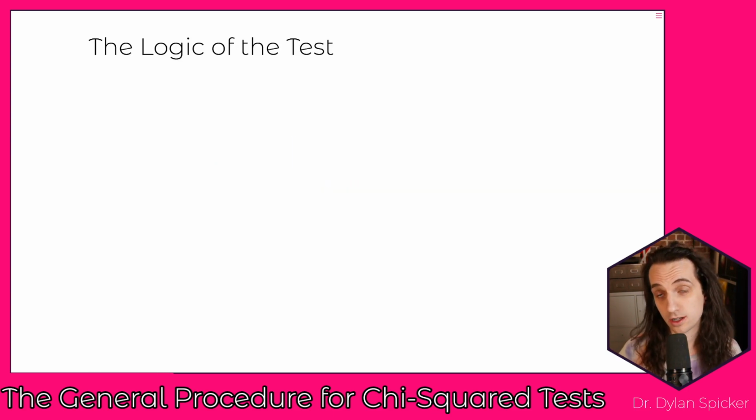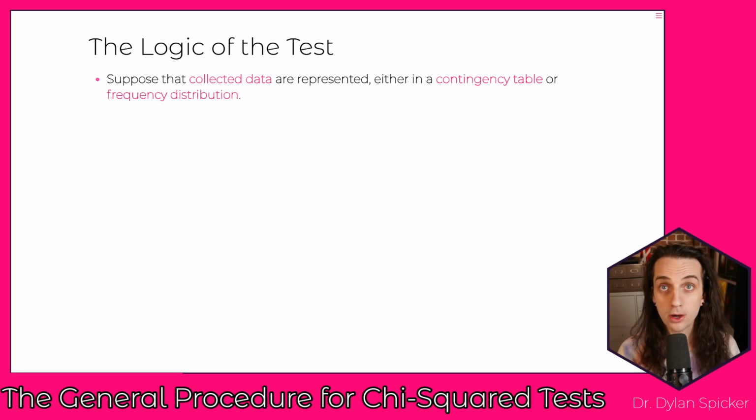So what is the actual logic of the test? What are we actually thinking about doing in this case? Well, suppose that we have data that are collected and they're represented as either a contingency table or a frequency distribution. So our data are either going to be qualitative to begin with, which gives naturally rise to a frequency distribution or a contingency table, or if they're numeric, they're either discrete, again with the natural translation to a frequency distribution or a contingency table, or they've been discretized, so they've been converted into discrete data.